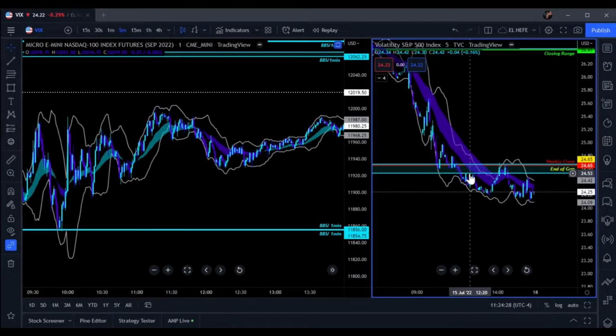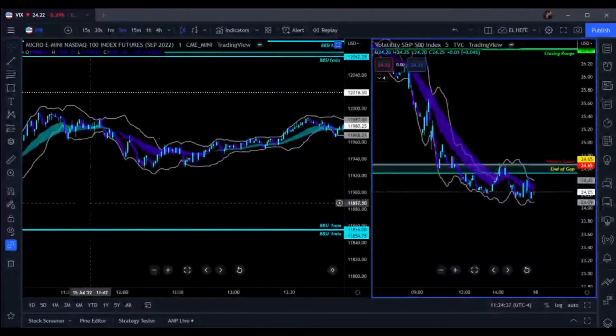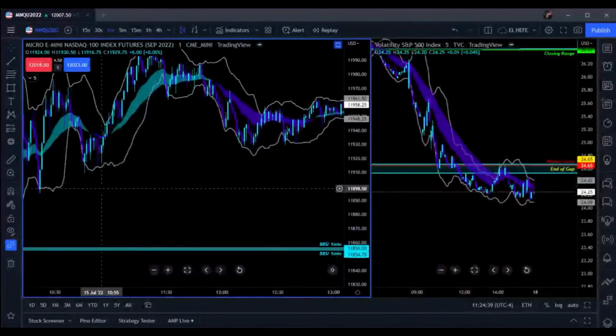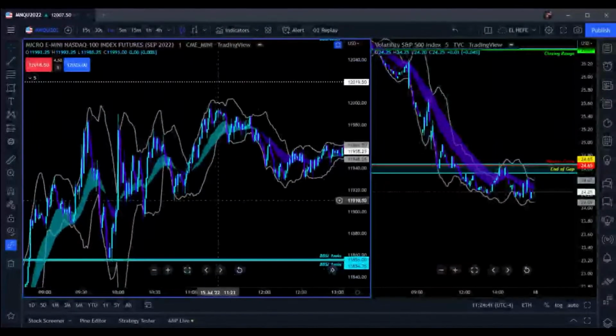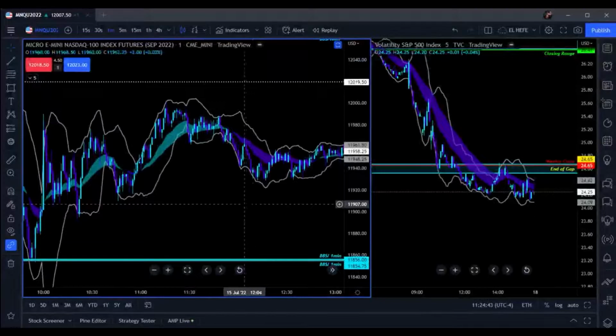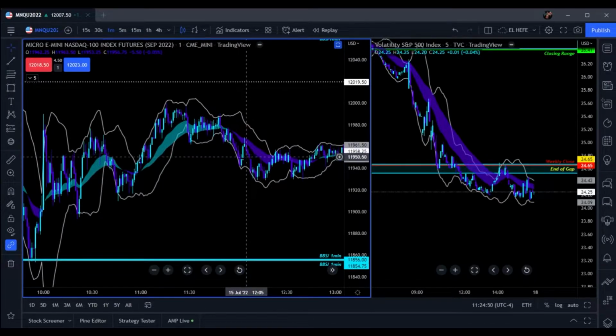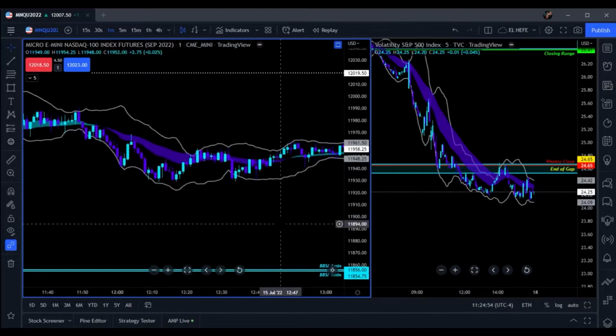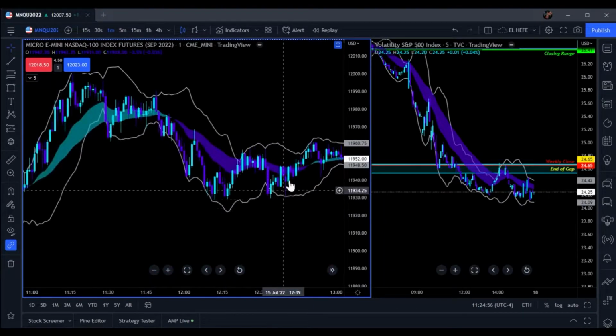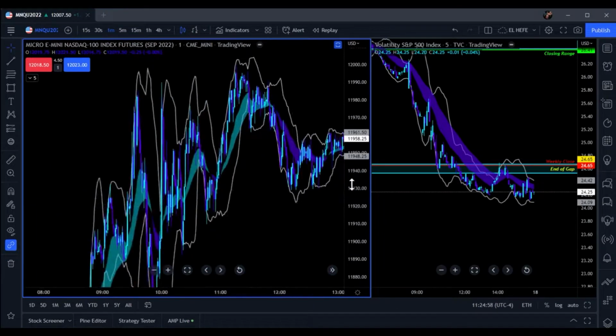So around, let's see, around 1205, you could have taken a little bit of an opportunity if you had a setup over here. 1205, 1205, 1204, 1205, right around this little area. Okay, you could say, well, there you go, there's your trade. If you're a Bollinger Band person, I don't know what your setup would be.